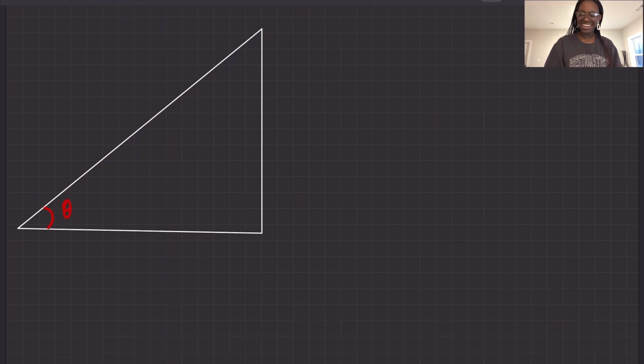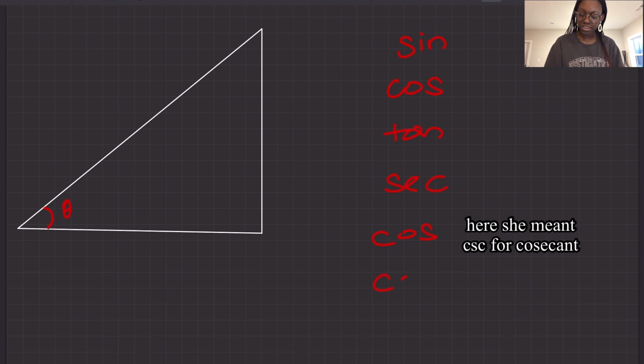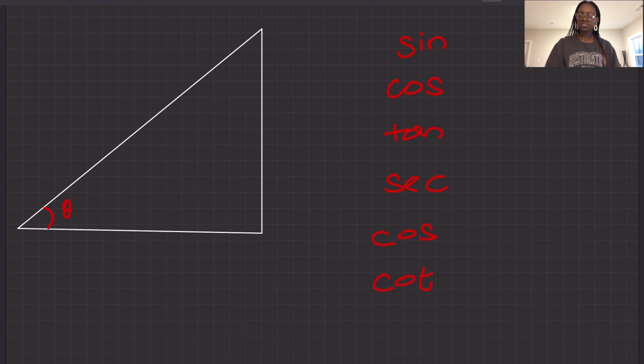The six trig identities that you need to know are sine, cosine, tangent, secant, cosecant, and cotangent. It is very important to note that sine and cosecant are opposites, cosine and secant are opposites, and tangent and cotangent are opposites. So those are the six trig identities.